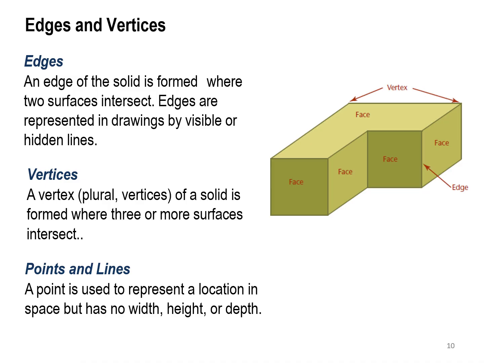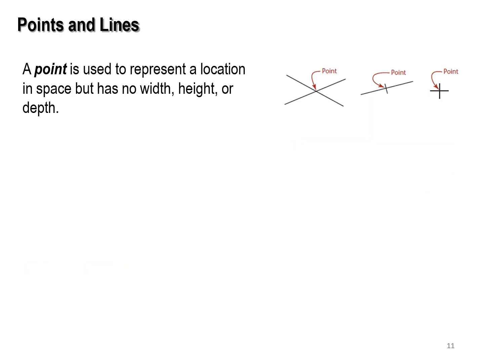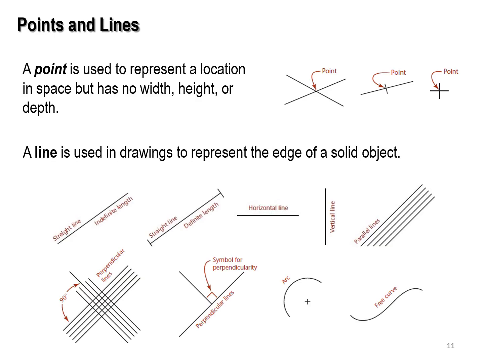The points and the lines. The point is used to represent a location in space but has no width, height, or depth. So actually the line consists of multiple points. The line is used in drawings to represent the edges of the solid objects.